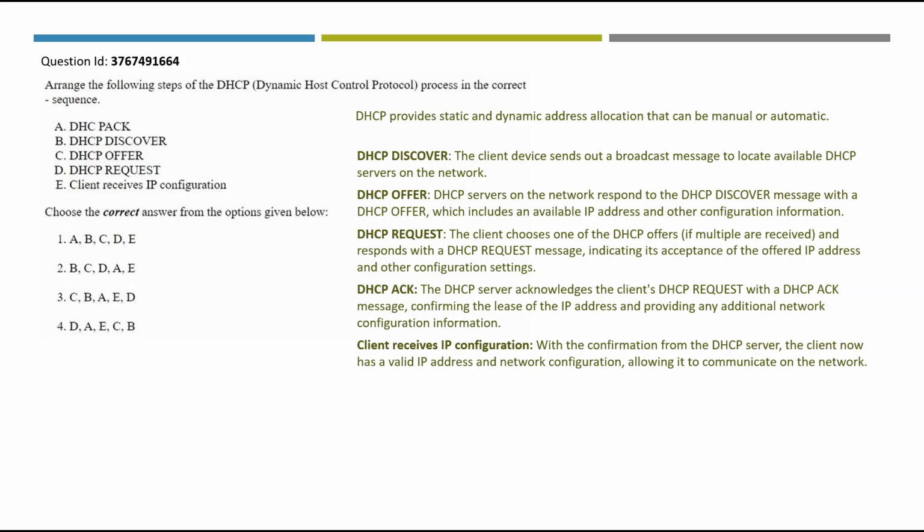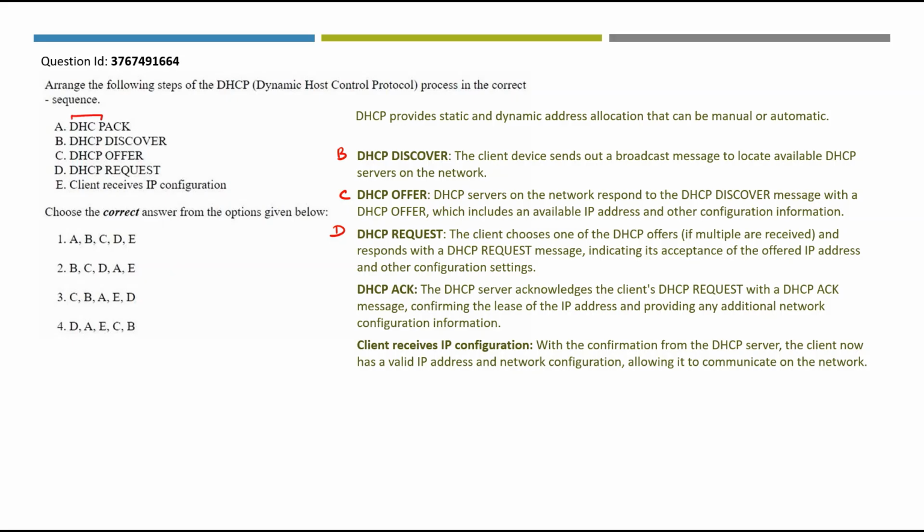Client receives IP configuration. With the confirmation from the DHCP server, the client now has a valid IP address and network configuration, allowing it to communicate on the network. So what is the first step? Discover, it is B. The next step is Offer, it is C. The next step is Request, it is D. Then the next step is DHCP ACK.